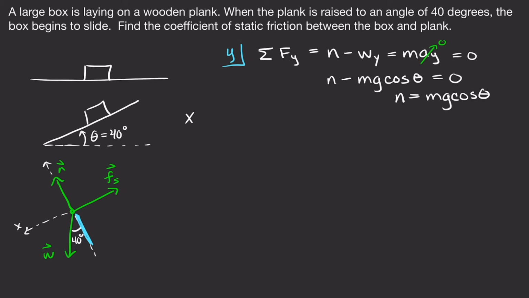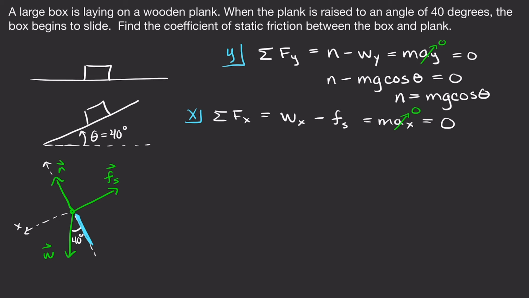And now if I move to the x direction, I have an x component of weight that is down the ramp, so in the positive x direction, and friction is going to be up the ramp in the negative x direction. And I'll set that equal to mass times acceleration. But since we're talking about static friction and we're raising the plane till just before the box starts to slide, our acceleration is going to be 0. So again, anytime we have static friction, we know that we can't be accelerating. If we were accelerating, then this would have to be kinetic friction.